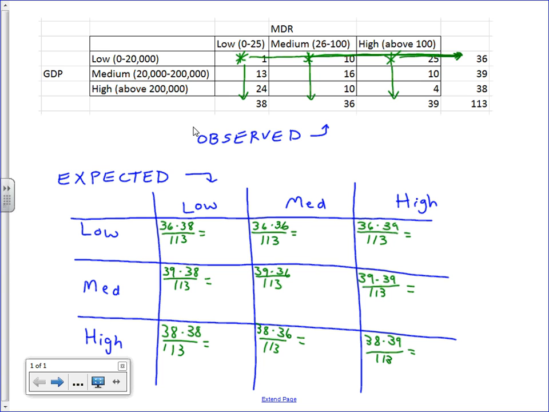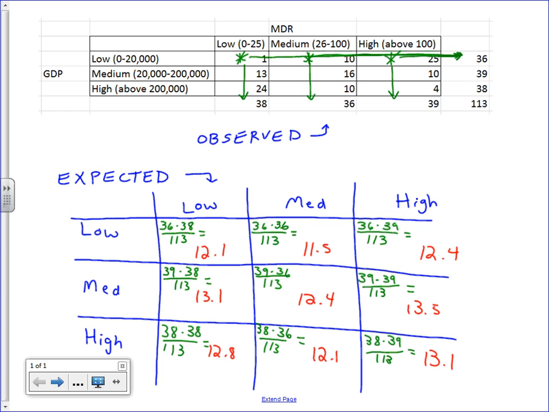I'm going to change to red so you can see what they come out to. This comes out to 12.1, 11.5, 12.4, 13.1, 12.4, 13.5, 12.8, 12.1, 13.1. And so you can see what the values would be if only probability determined infant death rate and GDP.